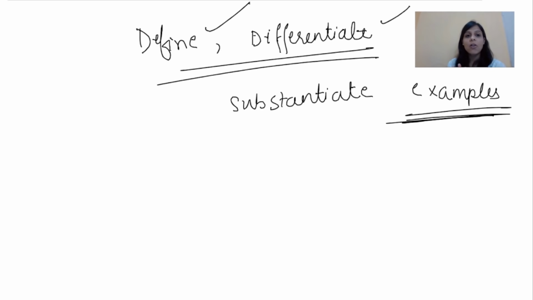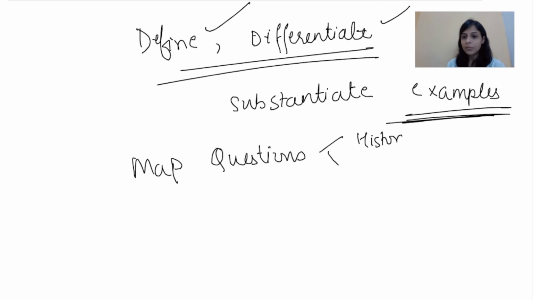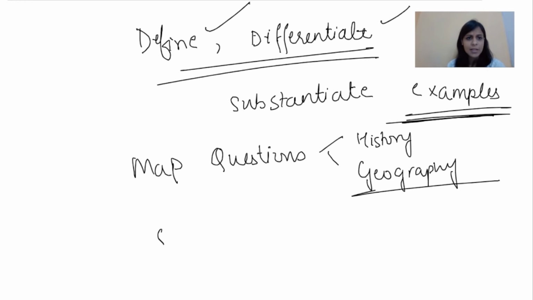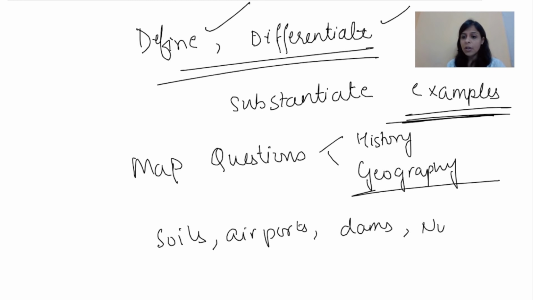Geography is a short scorer, especially when you talk about map questions. You have map questions from history, and you have map questions from geography. So it's a short scorer. You might be asked about soils, the obvious question that you can expect. Soils, airports, dams, nuclear power projects, and a lot more. So just mark them clearly with a pen. Do not use a sketch pen for that.